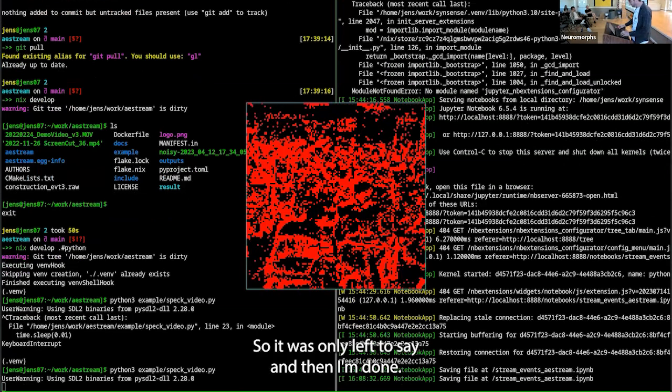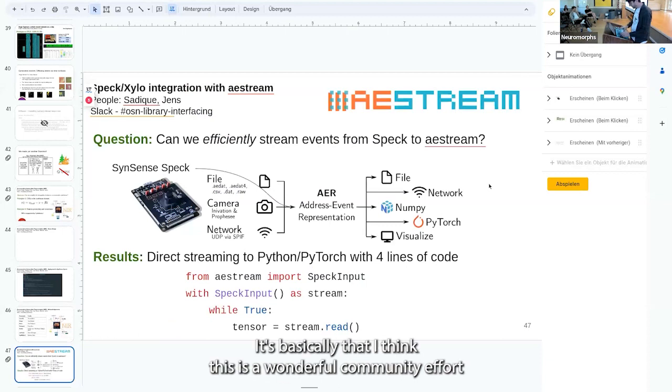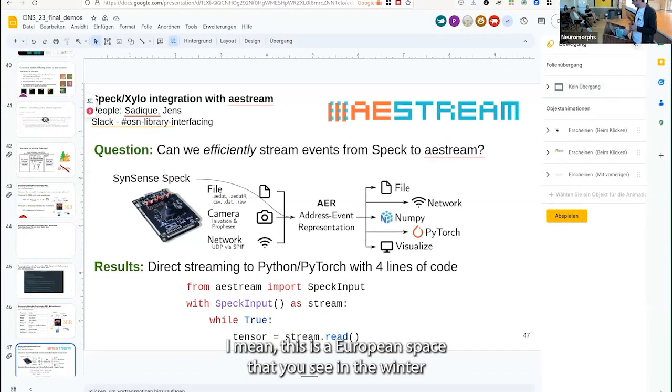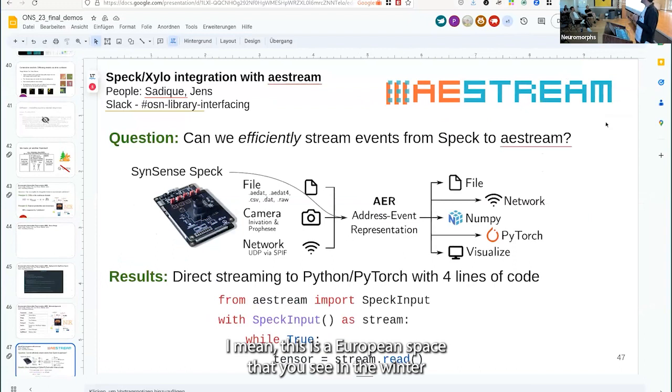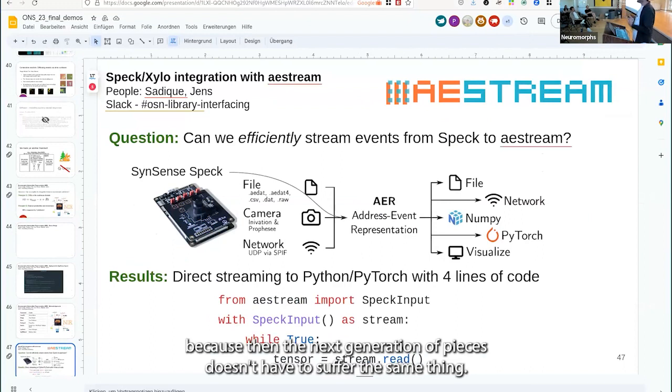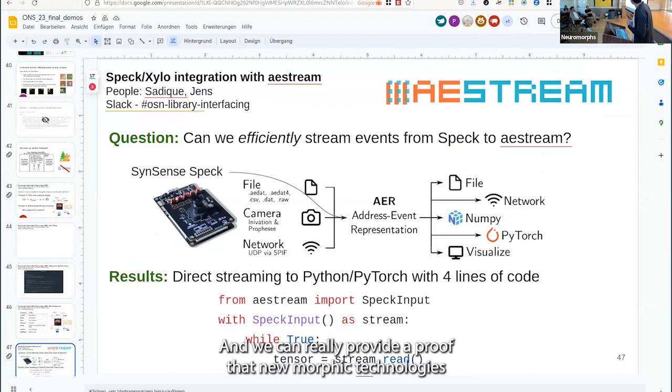What's only left to say, and then I'm done, is that I think this is a wonderful community effort again, and I can't wait to adopt this. I'm visiting the European Space Agency in a minute, and they're going to use this. I hope we can come together as a community to make this easy, because then the next generation of PhDs does not have to suffer the same pain, and we can really prove that neuromorphic technology can be adopted and work, not just a pipe dream.